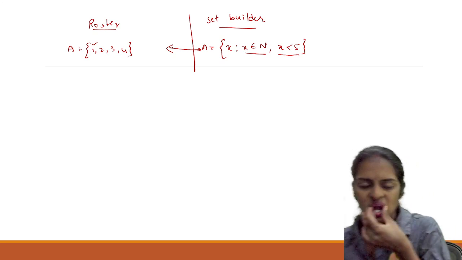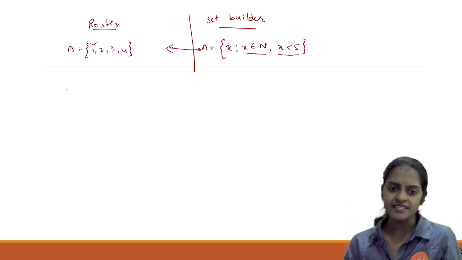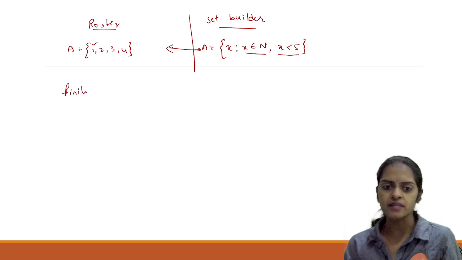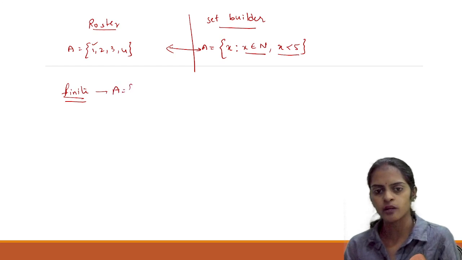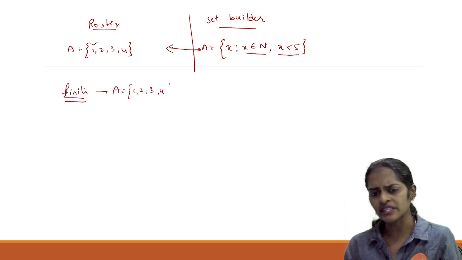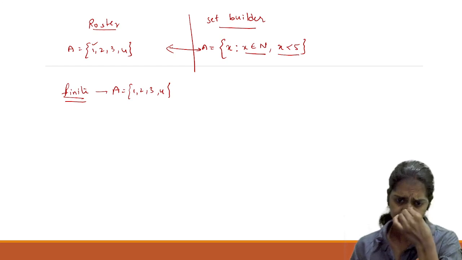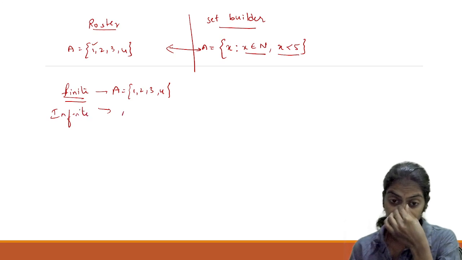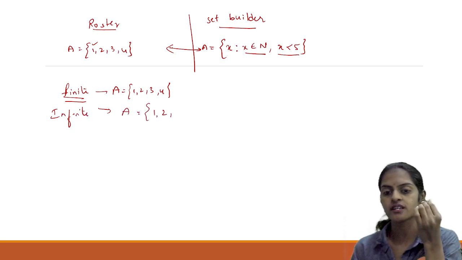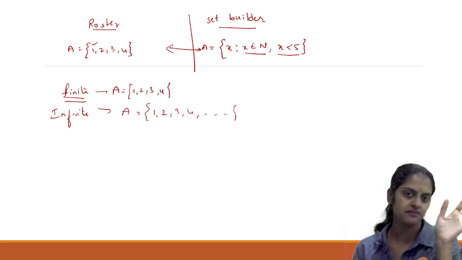Fine. Okay, so next is finite and infinite. If the number of elements in a set are limited, it is called finite. For example, just now we saw A equal to 1, 2, 3, 4. Only till 4 if I take, this is finite. Infinite, if I take A equal to all the natural numbers. So it starts from 1 and it just continues. So it is infinite set.